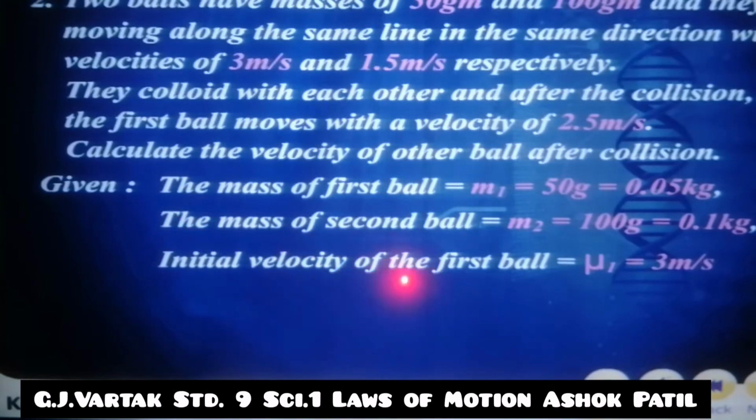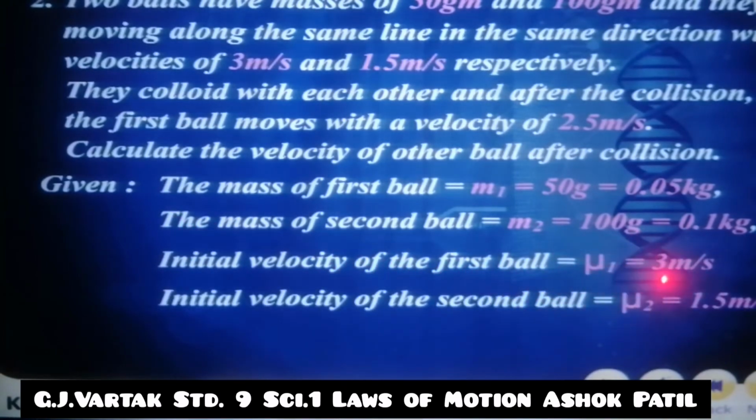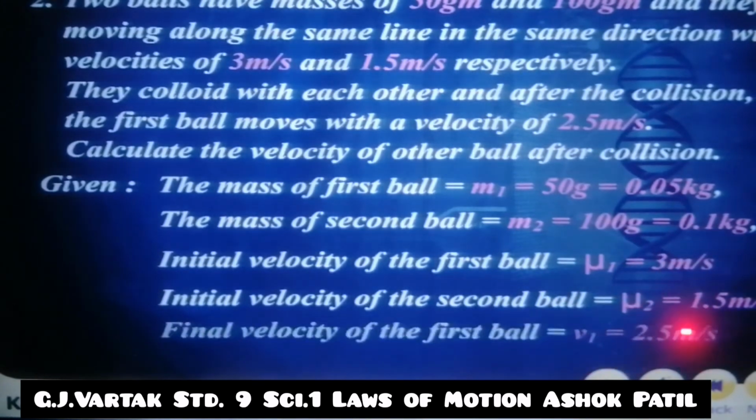Initial velocity of the first ball is u1 equal to 3 meter per second. Initial velocity of the second ball is u2 equal to 1.5 meter per second. Final velocity of the first ball is v1 equal to 2.5 meter per second. Here is the final velocity, and the final velocity of the second ball v2 is equal to question mark.